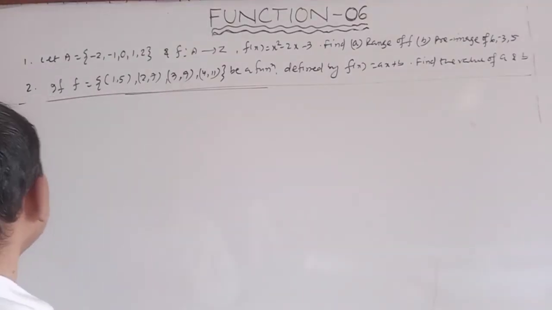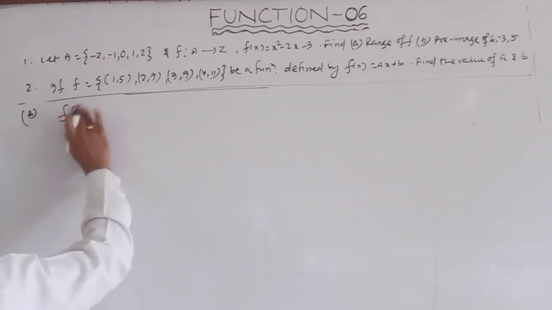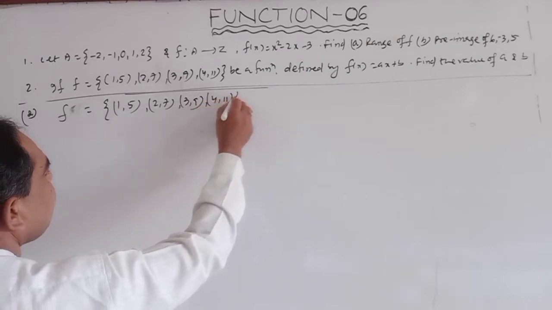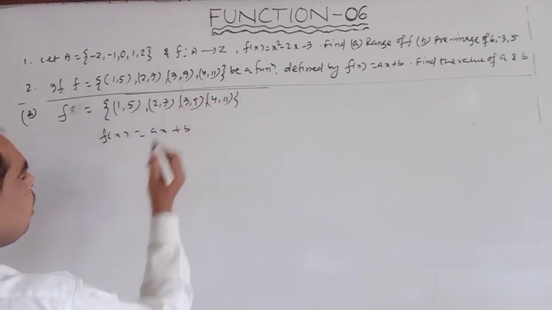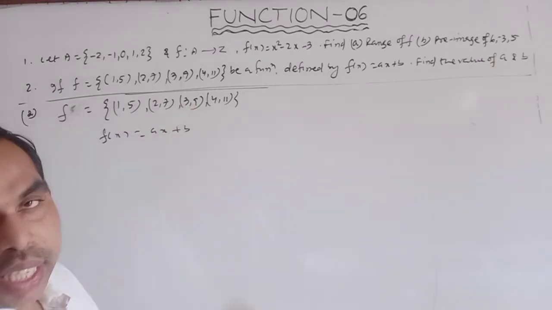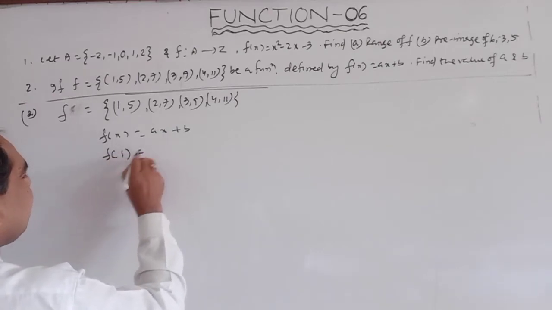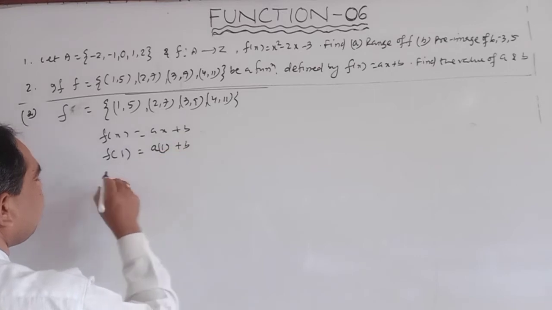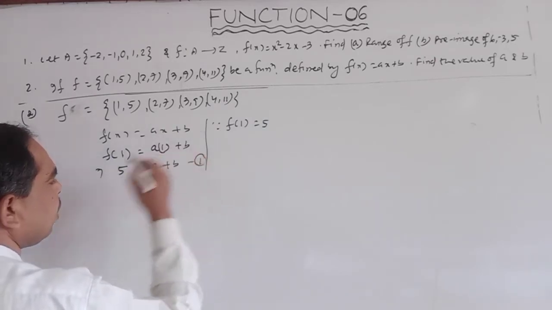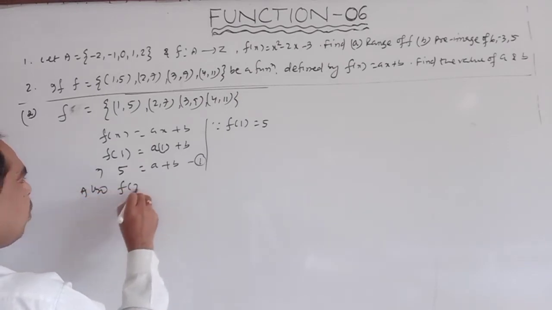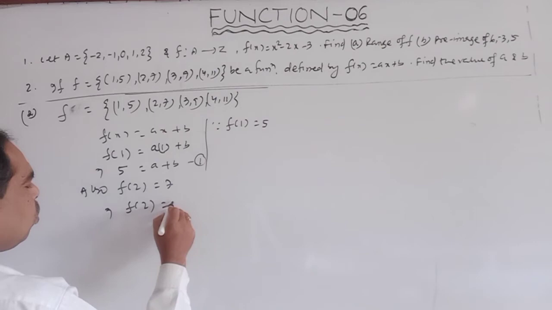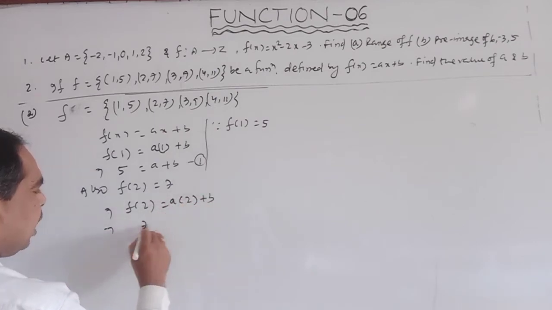Next, question number 2. Given that f is equal to {(1, 5), (2, 7), (3, 9), (4, 11)}, and f of x is equal to ax plus b. That means f of 1 is equal to 5, f of 2 is equal to 7, f of 3 is equal to 9, f of 4 is equal to 11. Then find the values of a and b. f of 1 is equal to a into 1 plus b, but f of 1 is equal to 5, so 5 is equal to a plus b. This is equation 1. Also f of 2 is equal to 7; put x is equal to 2, so f of 2 is equal to a into 2 plus b. That means 7 is equal to 2a plus b.